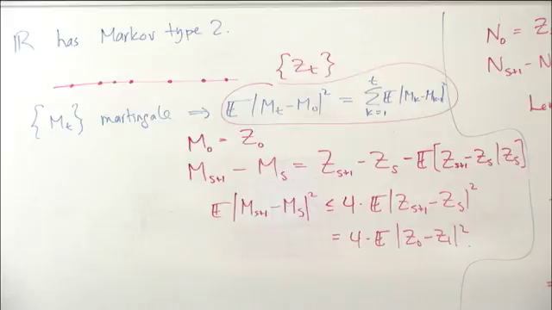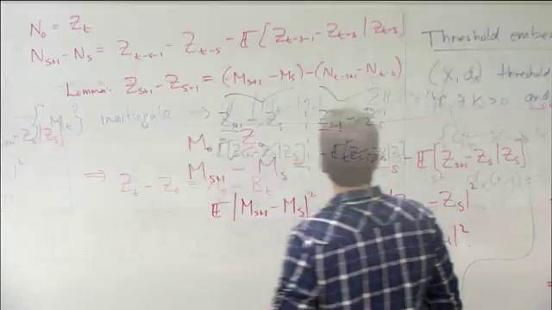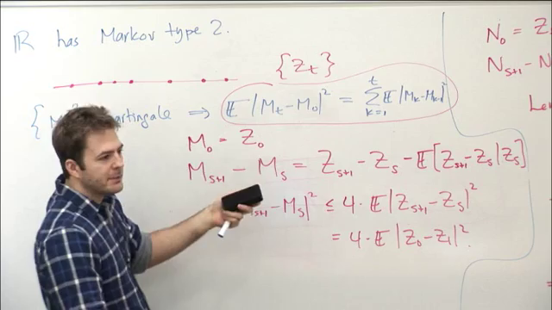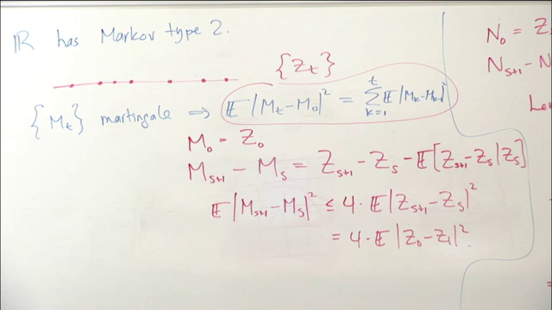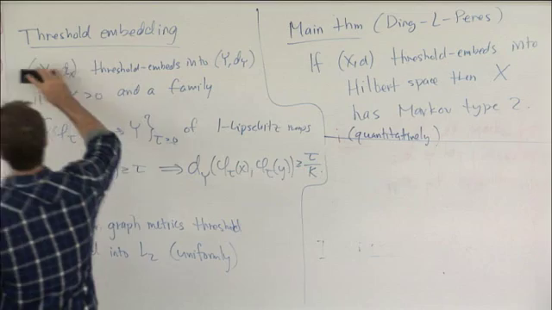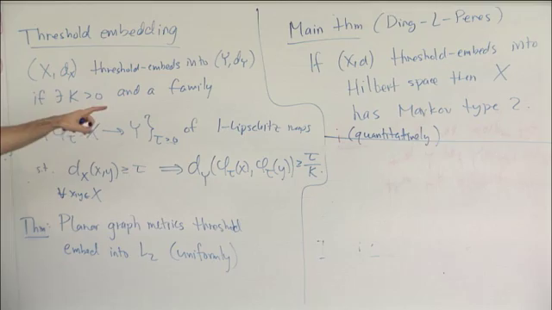And actually, with this machinery, if you can control martingale difference sequences in L^p spaces, then you can prove that L^p has Markov type 2 for p bigger than 2, which is what NPSS did. So now let me try to tell you the difficulty that arises in proving the main theorem here.